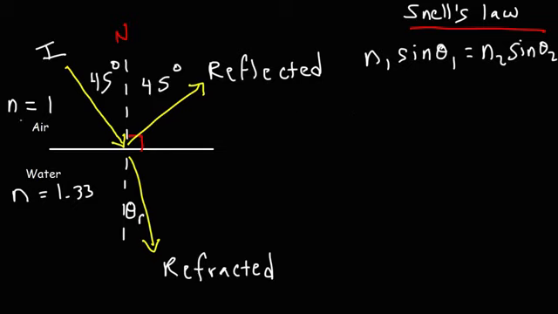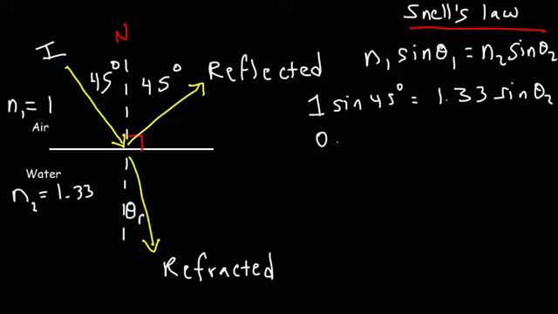So n1 we're going to say is 1 and n2 is going to be 1.33. So it's 1 times sine 45, and that's equal to 1.33 times sine theta 2. Sine 45 is equal to the square root of 2 divided by 2, which as a decimal is 0.7071. If we divide that by 1.33, we'll get that 0.53166 is equal to sine of the second angle.